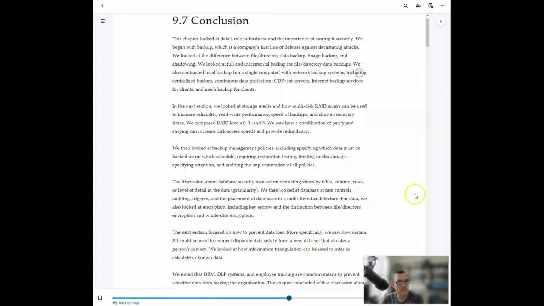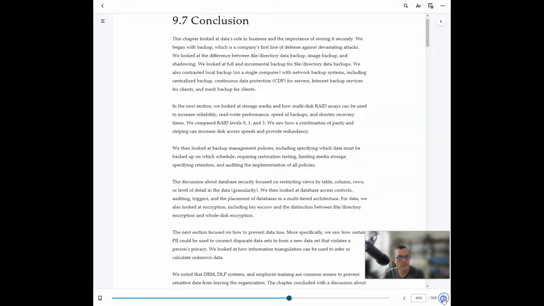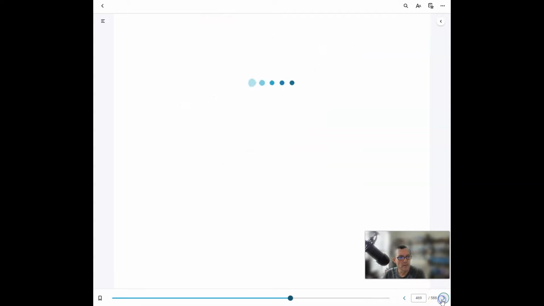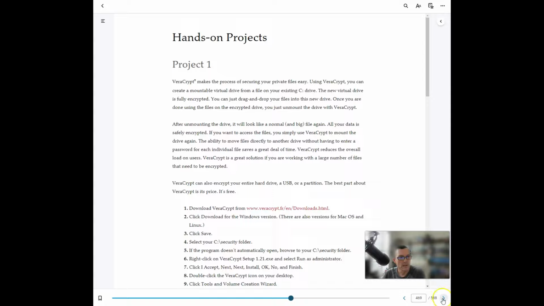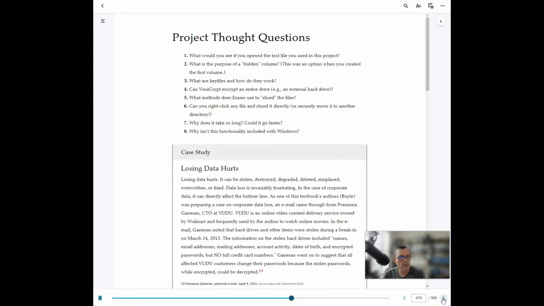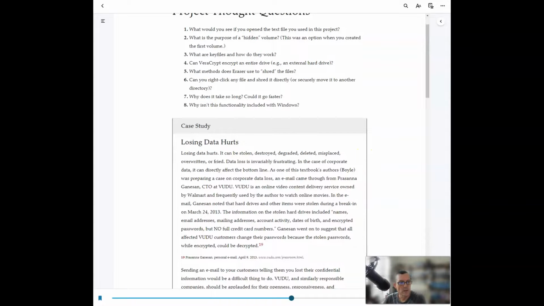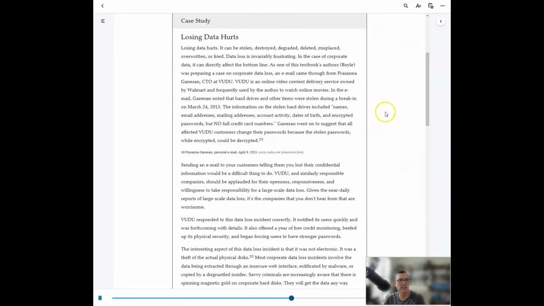Let's see here. So, chapter 9, wasn't that one? So we can get to the case study. Here it is here. So I just wanted to quickly go over this case study, Losing Data Hurts. That is actually on page 470 of the book, chapter 9. So obviously, this is a case study about data loss. And so they give us an example of Voodoo.